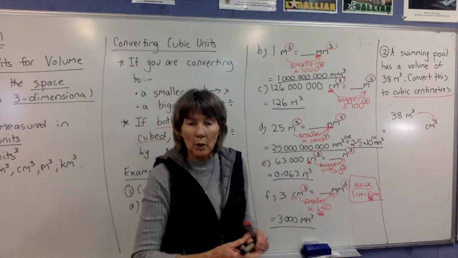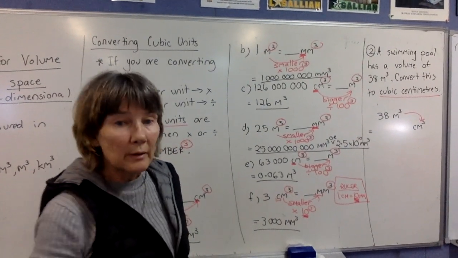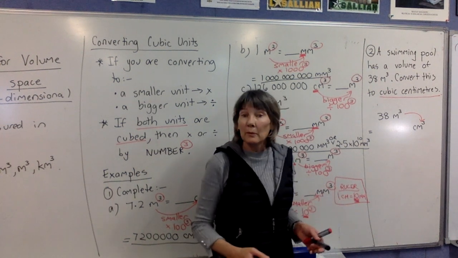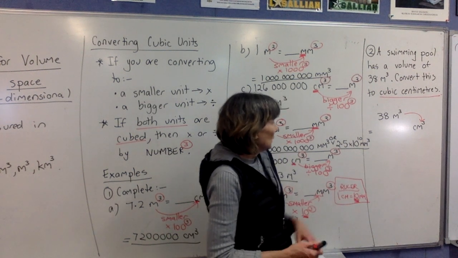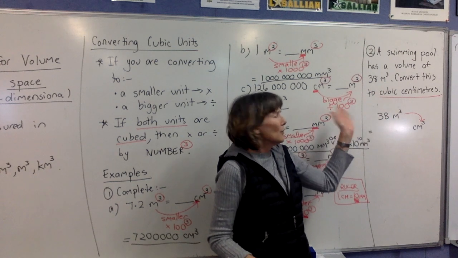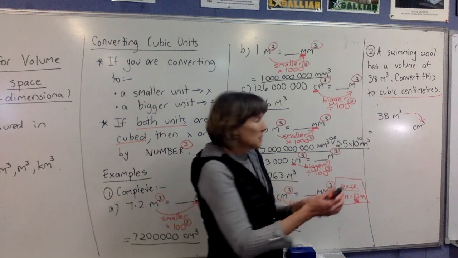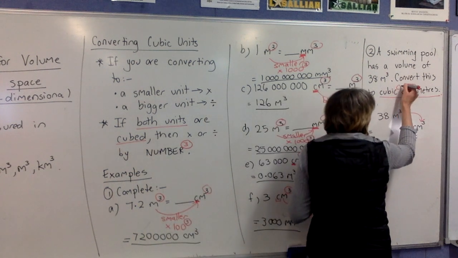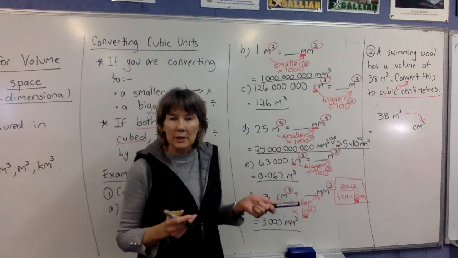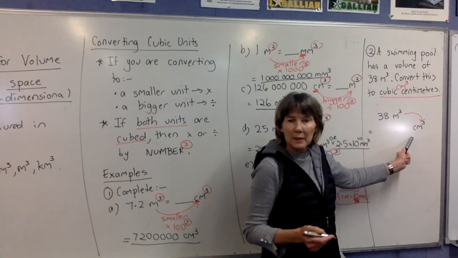Okay, so the word problem we have over here, it's no harder than the other ones. Just have a look at it. It says a swimming pool has a volume of 38 metres cubed. So I've written 38 metres cubed down here. Then it says we want you to convert this to cubic centimetres. Now cubic centimetres just means centimetres cubed. So I want you to write that in red above it so you know what it means. So that's what we're going to do. We're going to change it to centimetres cubed.